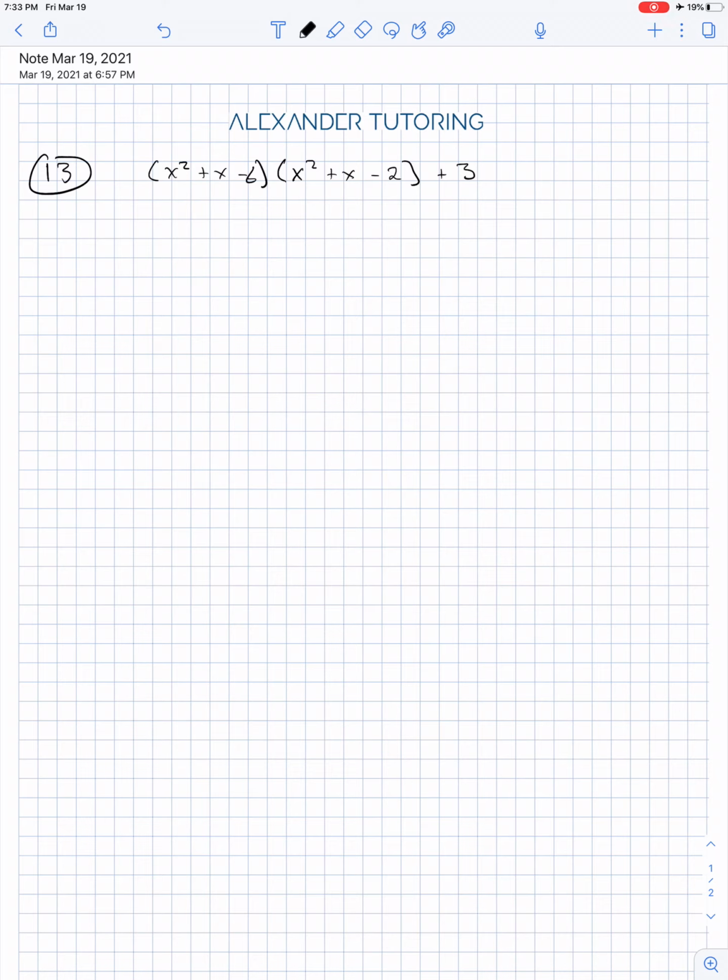Okay, I got number 13 to start here. What we can do is, you always want to factor first whenever possible. So just looking at these first two terms here, these are pretty easily factorable.